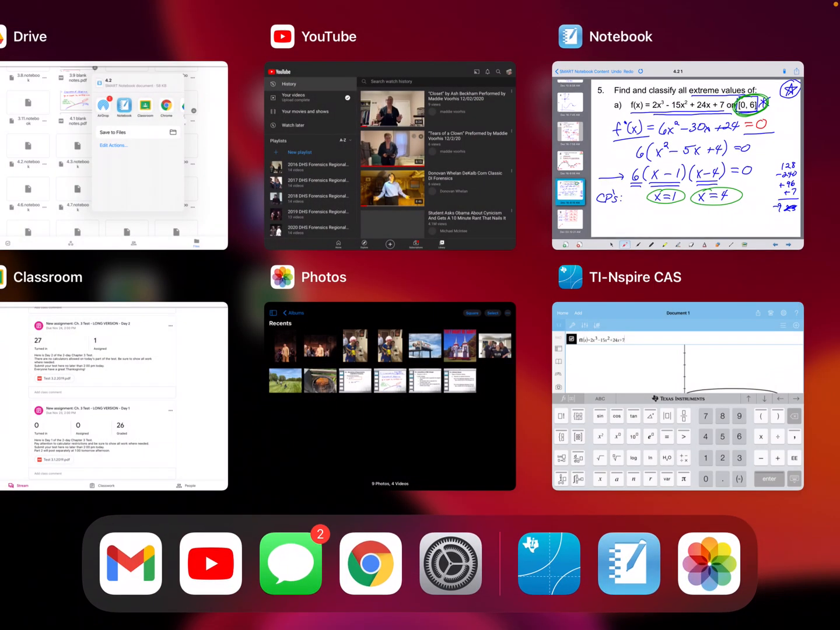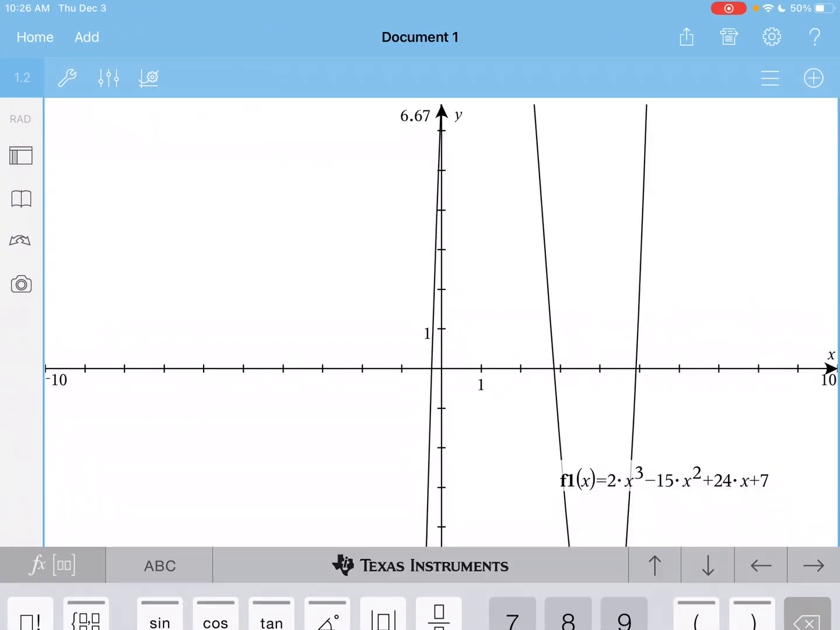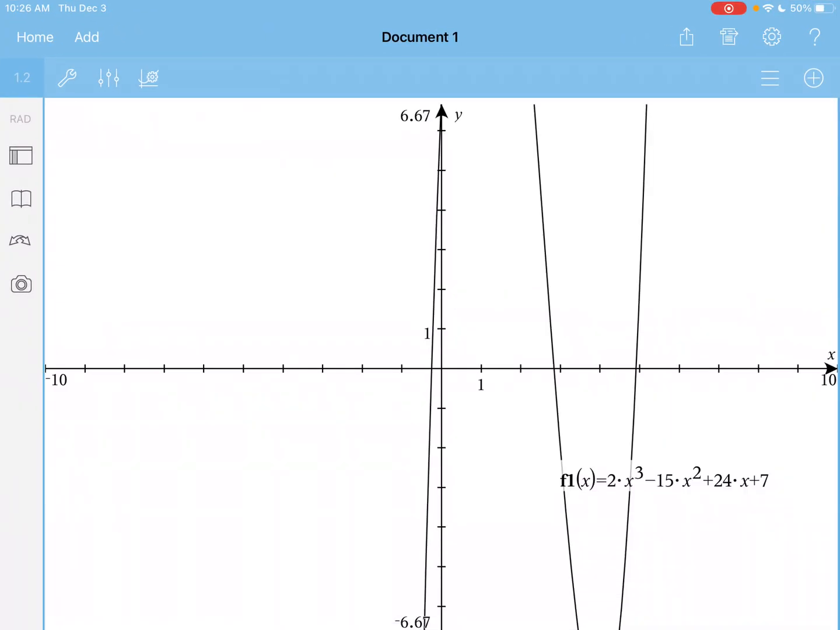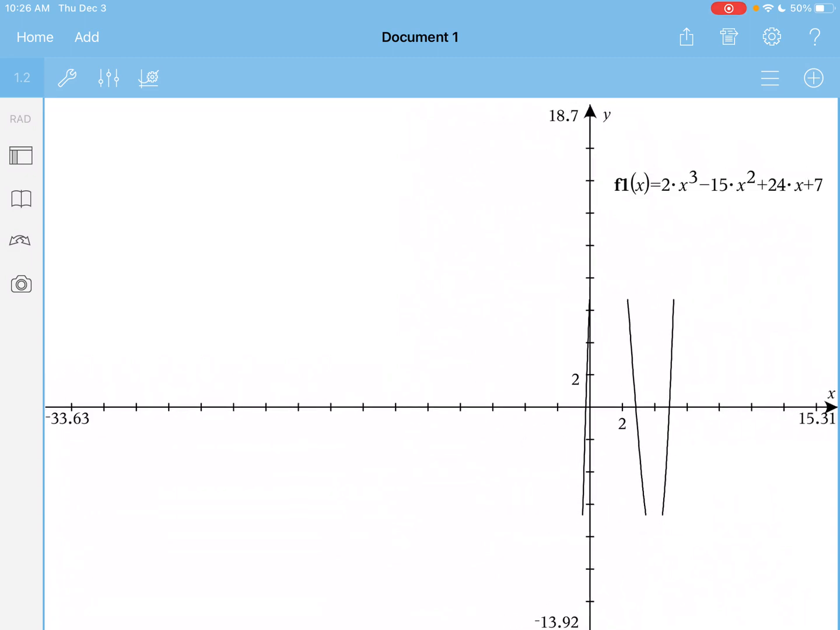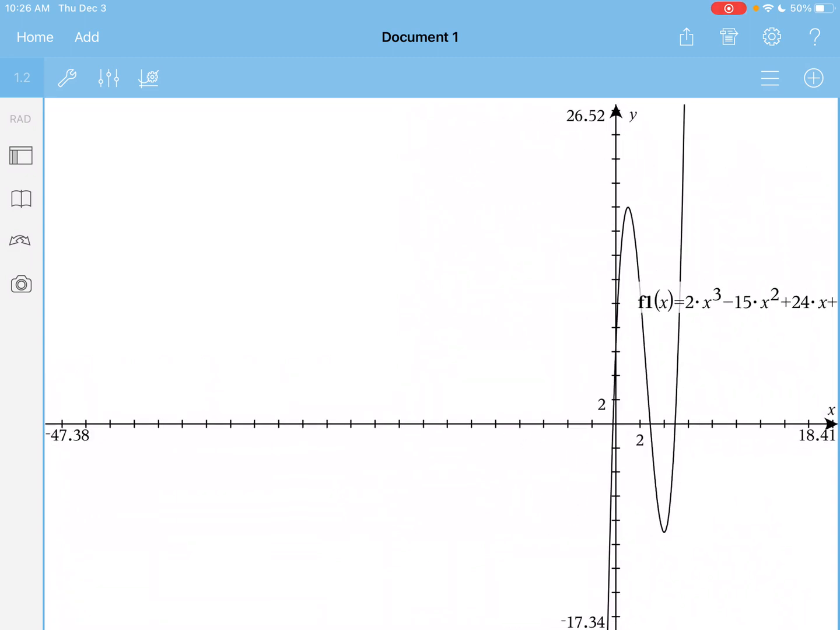Okay, so with all that in mind, there's our function. And if I hit enter, whew, I get this interesting thing. Now, this is more of the graph than what I actually want to see. And on the iPad, it's pretty easy. I can pinch and zoom and do some things like this.